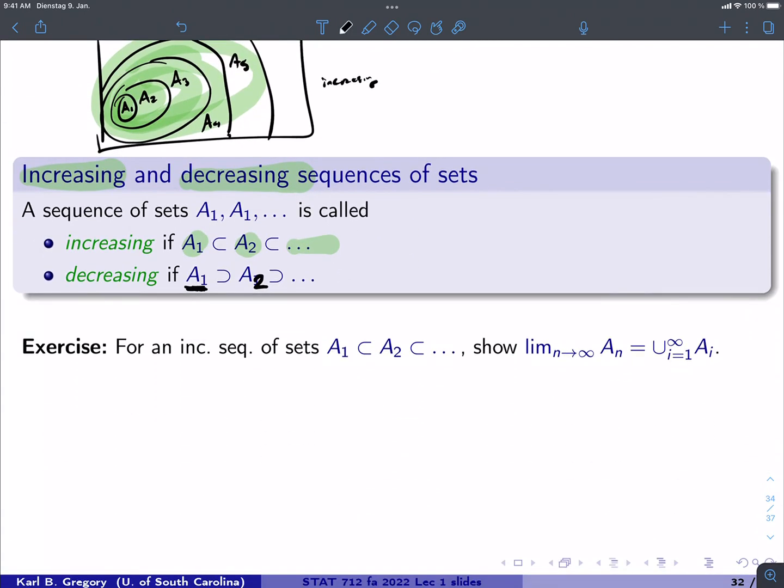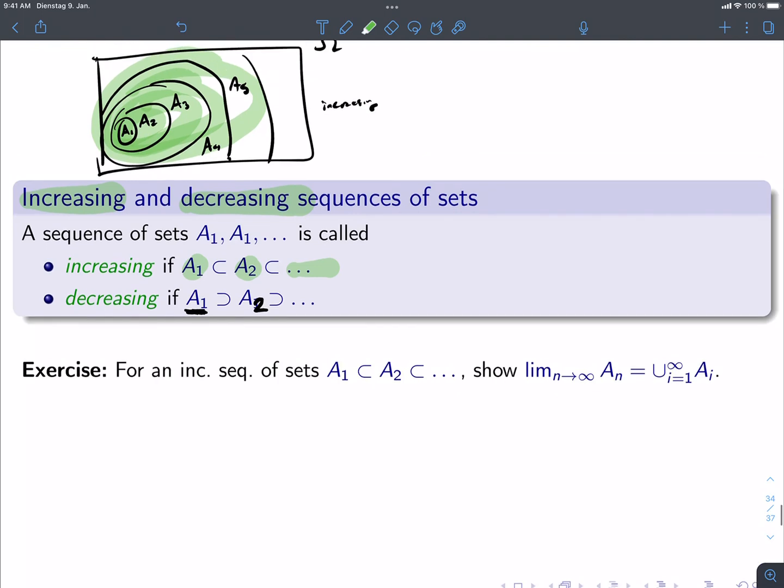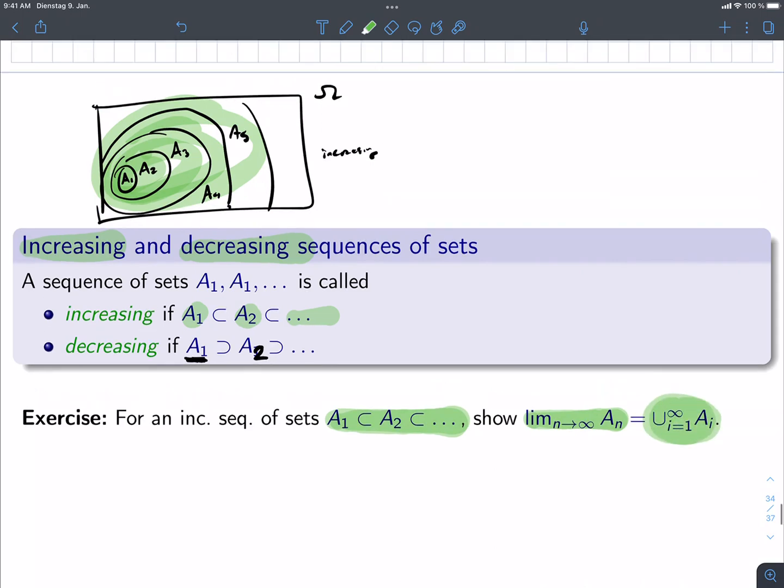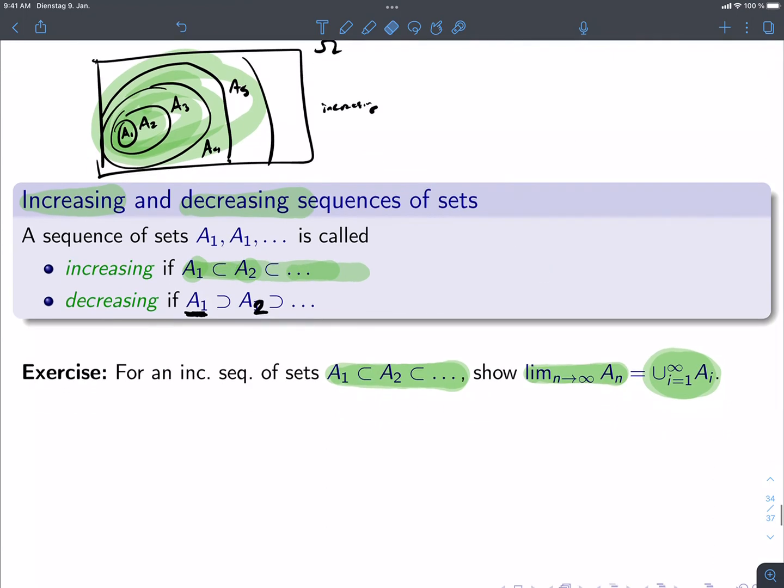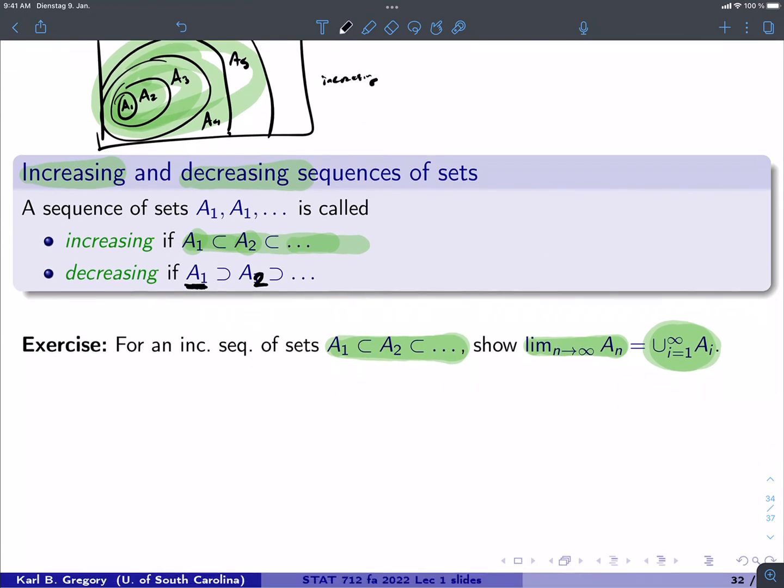Let's show one thing related to limits, just as an exercise. If I have an increasing sequence of sets, which looks like this picture, then if I take the limit of that sequence, I'm going to wind up with the union of them all. That kind of makes sense, because I should get out to the biggest one. But let's go ahead and prove that using our definition of lim sup and lim inf.